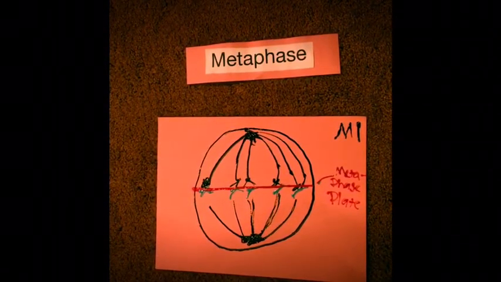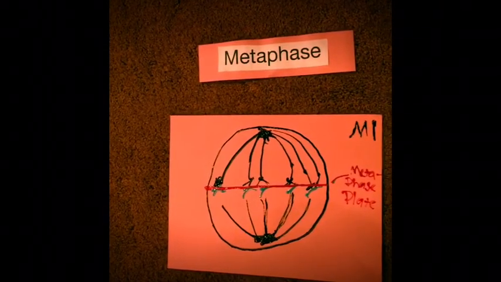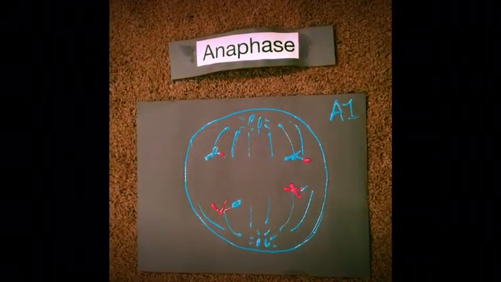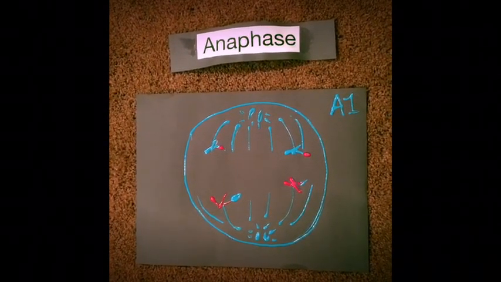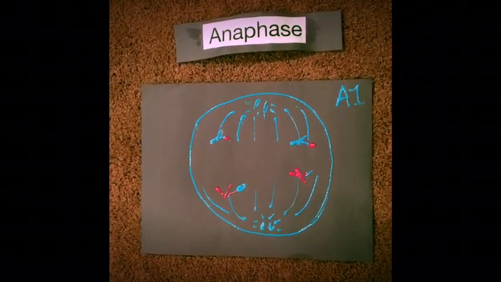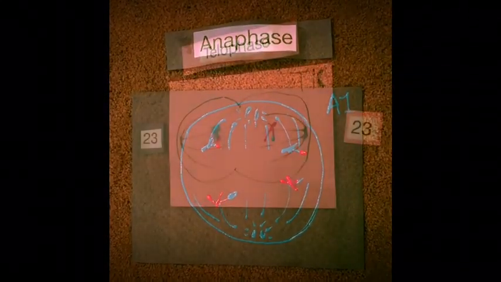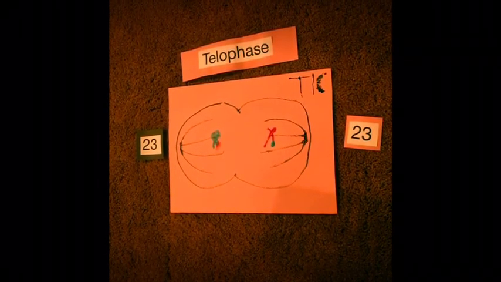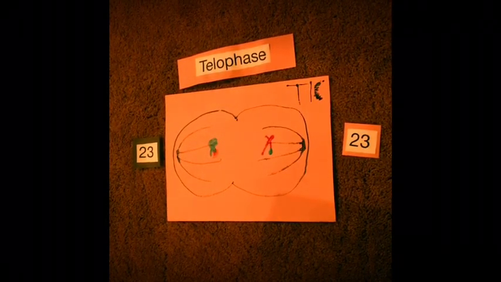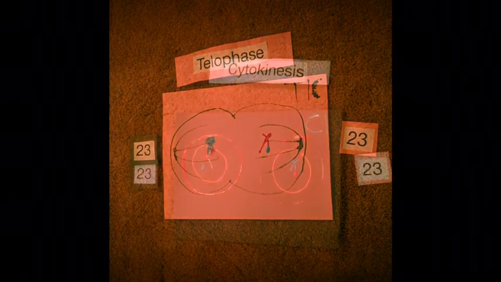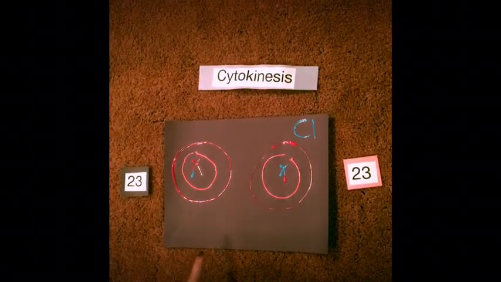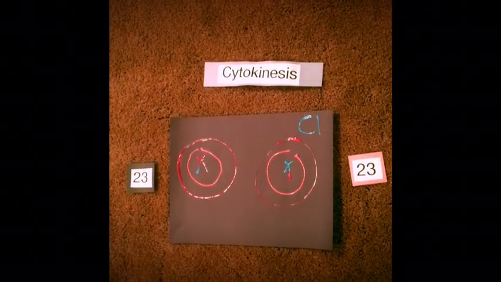Metaphase 1. The pairs of homologous chromosomes are arranged on the metaphase plate. Homologous chromosomes are split and move to opposite sides of the cell. Sister chromatids remain attached. Each half of the cell has a complete set of haploid chromosomes, but each chromosome is still composed of 2 sister chromatids. Cytokinesis, the cytoplasm splits and the chromosomes remain condensed.